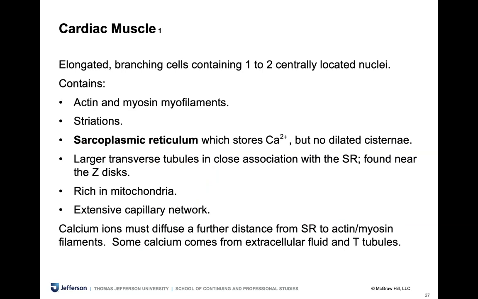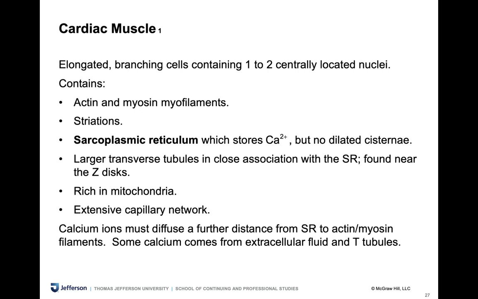Now, cardiac muscle tissue, you have elongated branching cells that contain 1 to 2 centrally located nuclei. They will contain actin and myosin myofilaments. It is a striated tissue. The sarcoplasmic reticulum will store calcium, but you do not have dilated cisternae that you oftentimes see with skeletal muscle. You have larger transverse tubules in close association with the sarcoplasmic reticulum, and this is found near the Z disc.